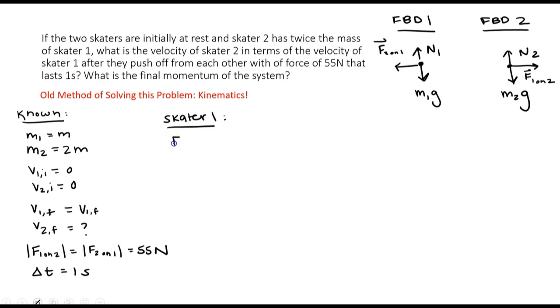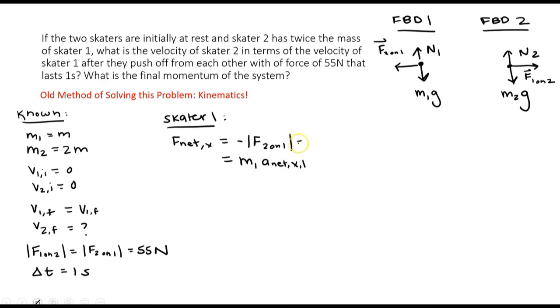Okay, so then F net. Since we're only really thinking about motion in the x direction, we're only concerned with net force acting in the x direction. So let's do F net x. It's going to be equal to the force of skater 2 acting on skater 1, which is going to be negative F of 2 on 1. That's all of the forces acting in the x direction. It's equal to the mass of skater 1 multiplied by the net acceleration of skater 1 in the x direction.